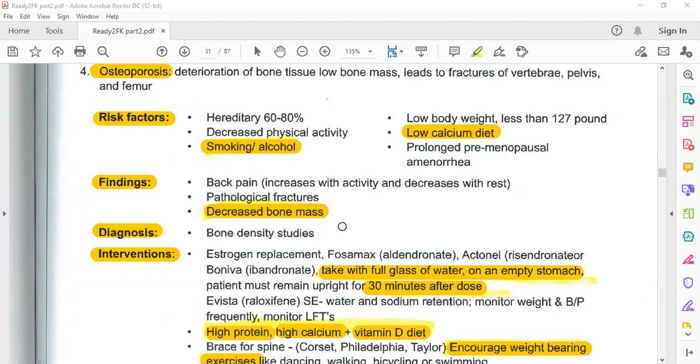The NCLEX board asks a common question about alendronate. After giving this medication, the patient must remain upright for 30 minutes. Let me recap it. Your patient has osteoporosis, and the doctor prescribed alendronate or Fosamax or Bonviva, ibandronate. As an RN or an LPN, when we give them this medication, educate your patient to remain upright for 30 minutes after taking this medication. Super important for the NCLEX board.